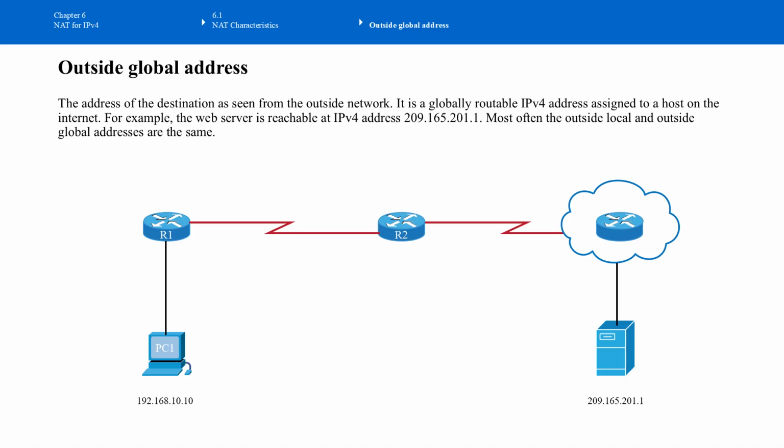The outside global address is the address of the destination as seen from the outside network. It is a global routable IPv4 address assigned to a host on the Internet. For example, the web server is reachable at IPv4 address 209.165.201.1. Most often, the outside local and outside global addresses are the same.